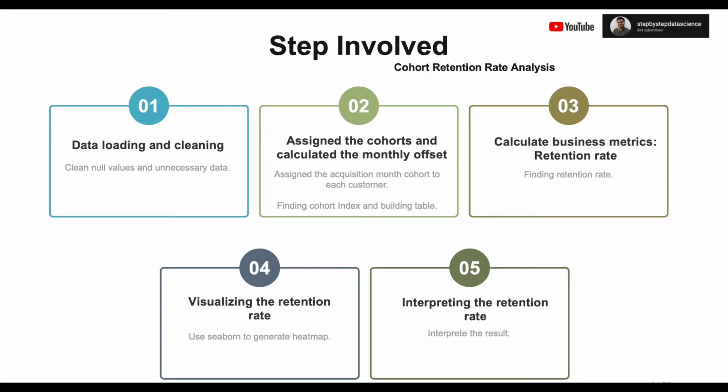If you have given time to our previous videos, then you definitely know the importance of data cleaning. Here also we will do some data cleaning, like handling missing values. Then second, we will assign cohorts and calculate the month offsets. The first step for this is to truncate the date into the needed form, because we are going to look at a monthly basis.